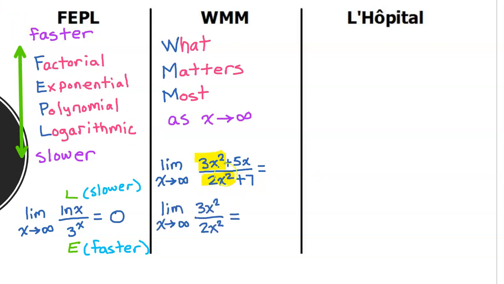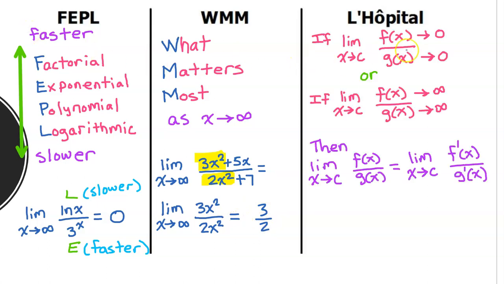The limit of the original expression is the same as the limit of 3x squared over 2x squared as x approaches infinity. But the x squared cancels out and you get 3 over 2. So that's the limit. Then there's good old L'Hopital's rule, which says that if the limit as x approaches c of f over g approaches 0 over 0 or infinity over infinity, then the limit as x approaches c of f over g is the same as the limit of f prime over g prime.